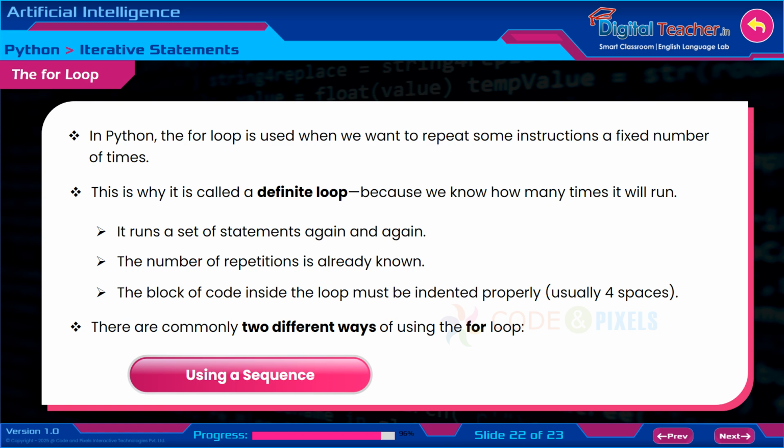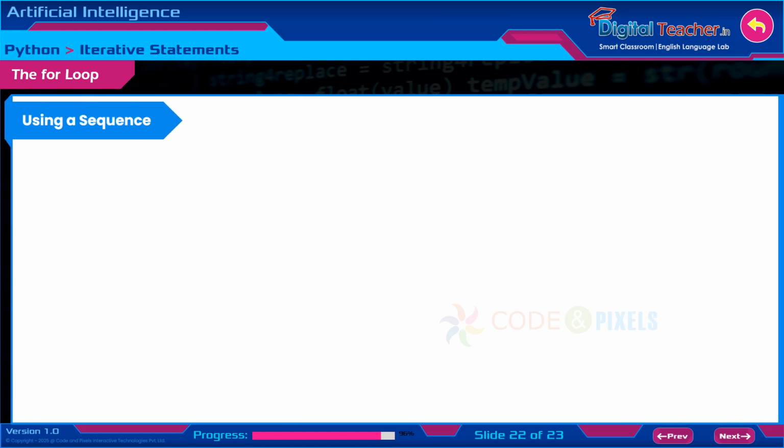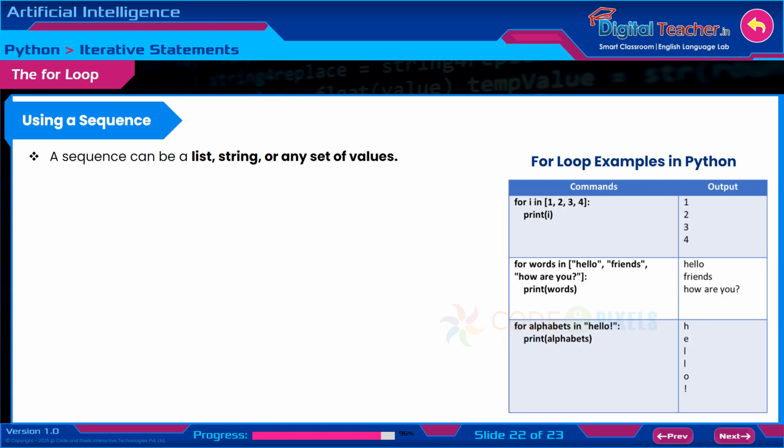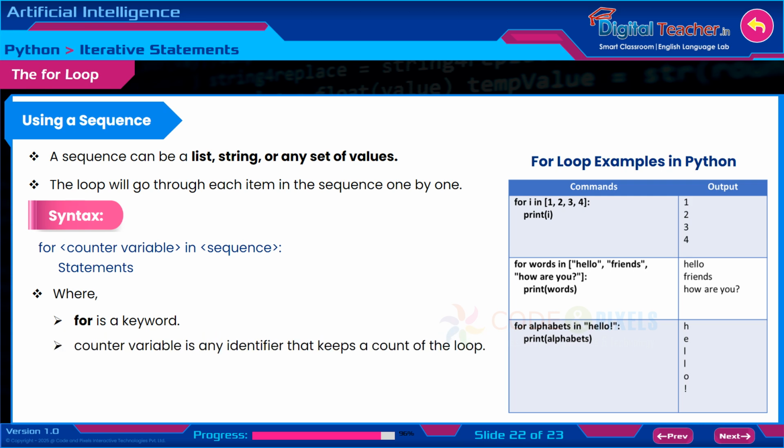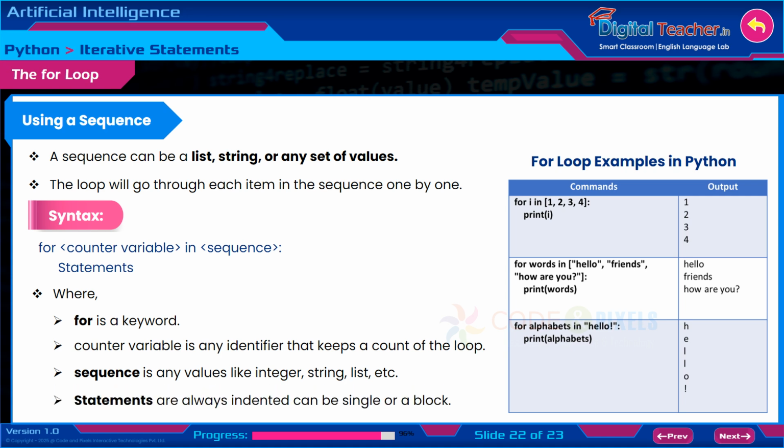Using a sequence. Using the range function. Using a sequence: a sequence can be a list, string, or any set of values. The loop will go through each item in the sequence one by one. Syntax, where: for is a keyword. Counter variable is any identifier that keeps a count of the loop. Sequence is any values like integer, string, list, etc. Statements are always indented, can be single or a block.